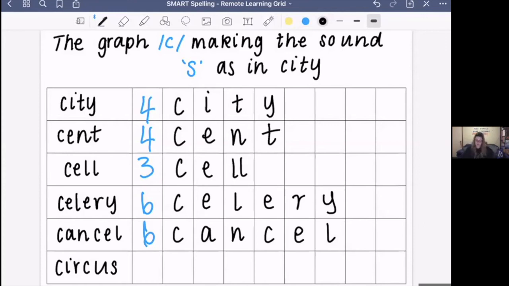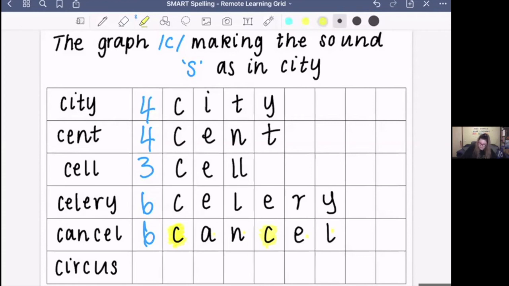Now, when we're writing the word cancel, it's really important that we're thinking about the sounds that our letter C is making, because we can see at the start of the word there is a C, but that letter C is making the sound k. Cancel, cancel. So our first C is making the sound k. Our second C is making the S sound. K, a, n, s, u.